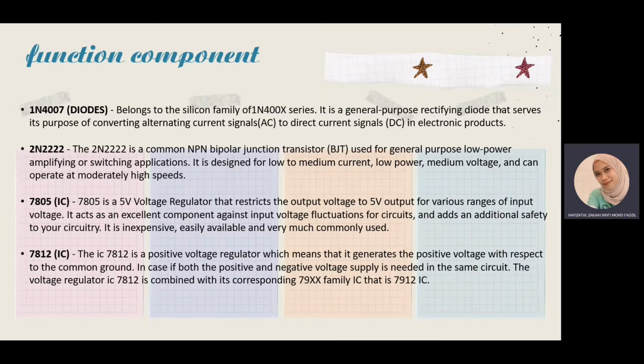7812 IC. The IC 7812 is a positive voltage regulator, which means that it generates the positive voltage with respect to the common ground. In case both positive and negative voltage supply is needed in the same circuit, the voltage regulator IC 7812 is combined with its corresponding 79XX family IC, that is the 7912 IC.